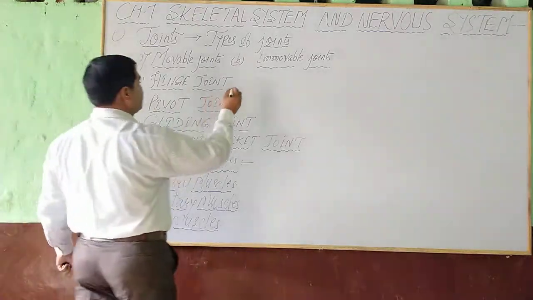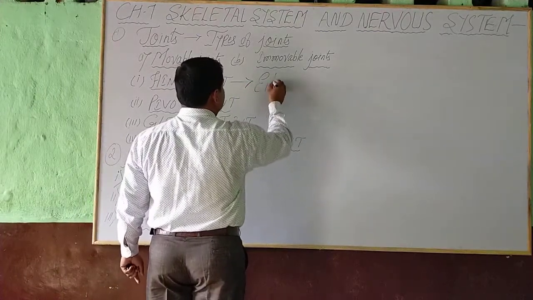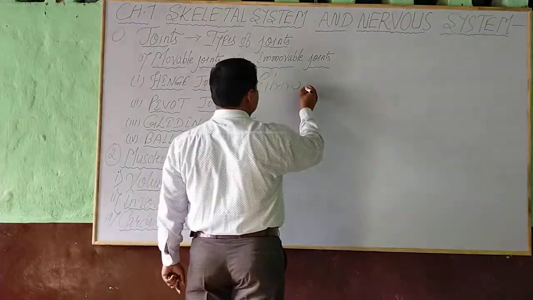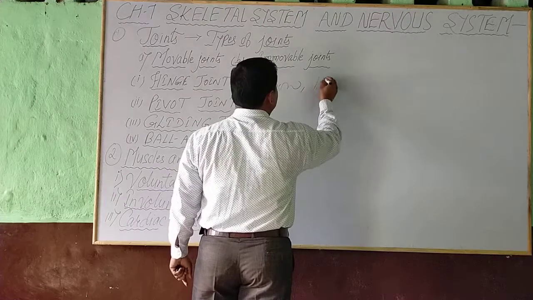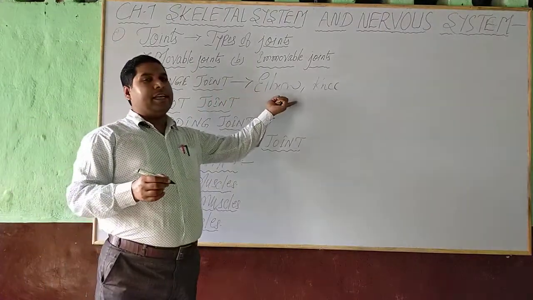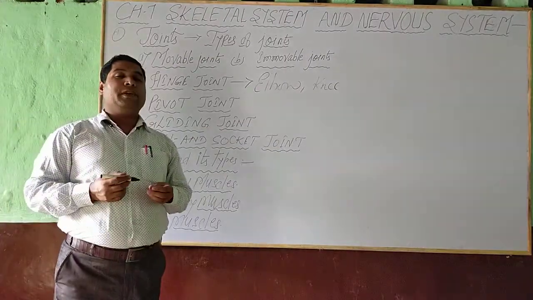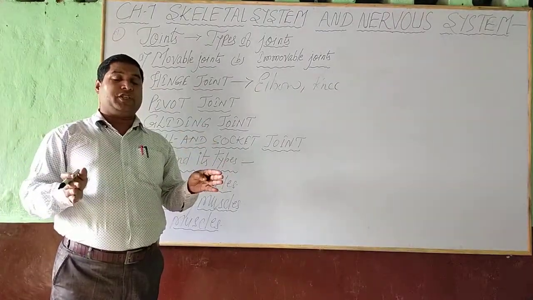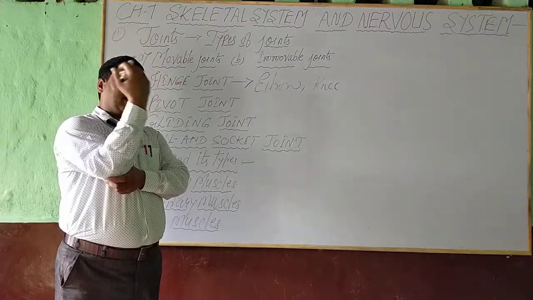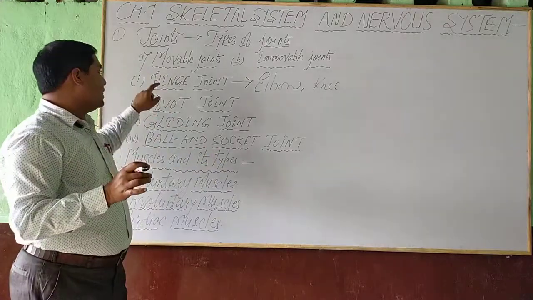For example, elbow and knee. In the elbow and knee, hinge joint is present. So what do you mean by hinge joint? The type of joint which moves in only one direction. You can see our hand is moving in one direction only. Such a type of joint is known as hinge joint.